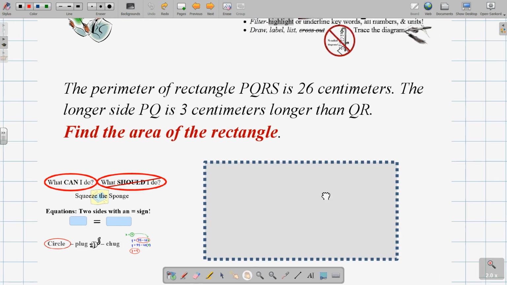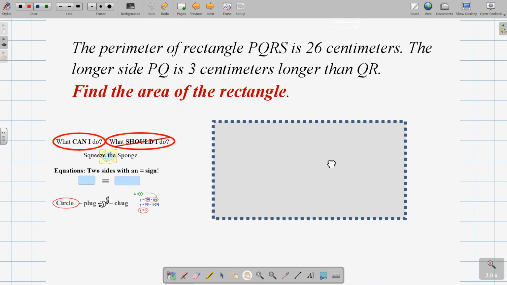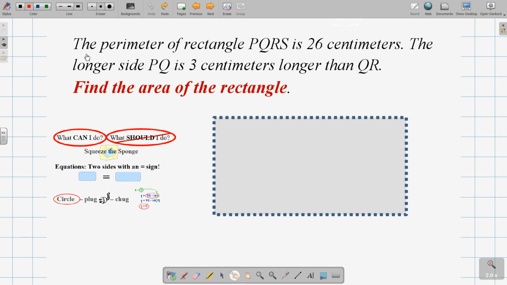We are going to model reading with 3 body parts 3 times. Ready? Put your finger right there. Read out loud with me. Finger, not pencil. The perimeter of a rectangle PQRS is 26 centimeters. The longer side PQ is 3 centimeters longer than QR. Find the area of the rectangle. That's pass number 1.